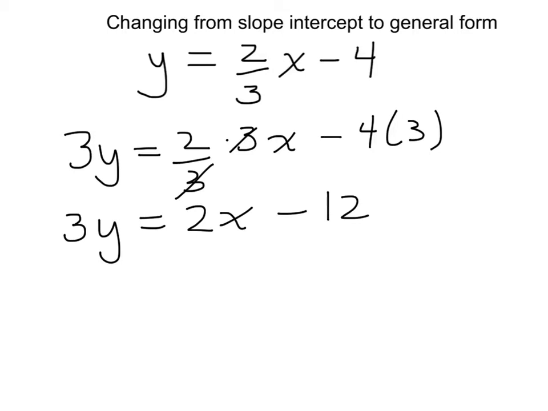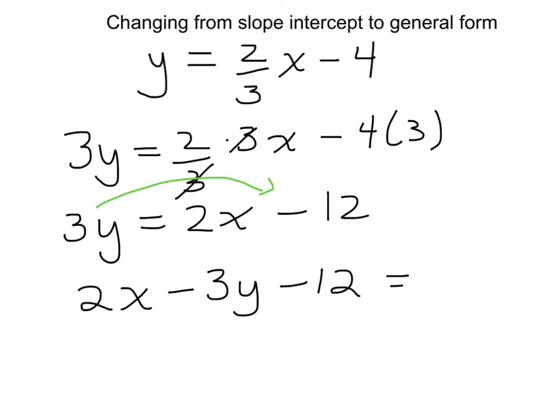Now what we have to do is bring 3y over to the other side so that we get 2x minus 3y. Nothing happens to the 12. 12 stays the same, equals 0. Let's check to see if everything is correct. Is a positive and not a fraction? Yes. No fractions. equals 0. Good job.